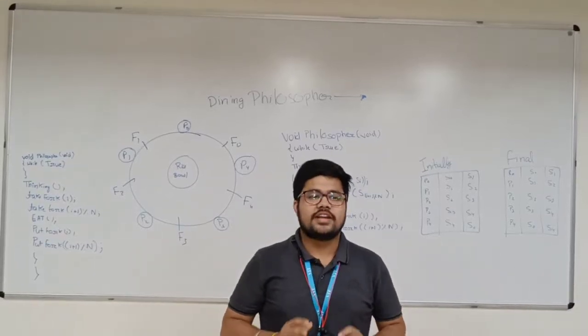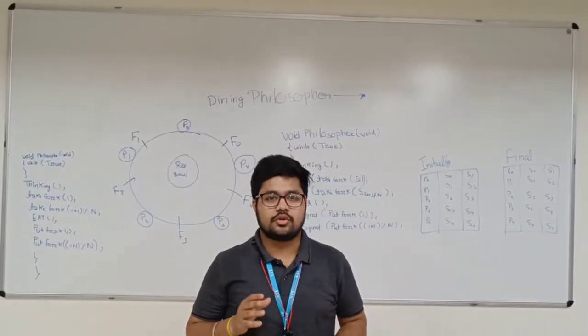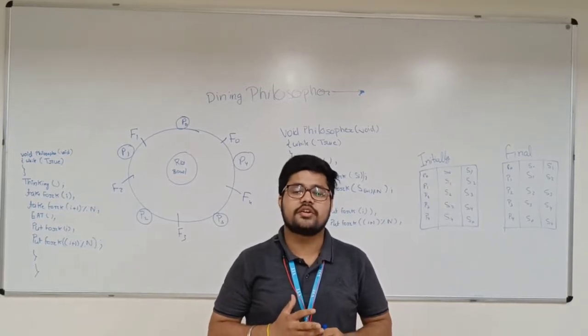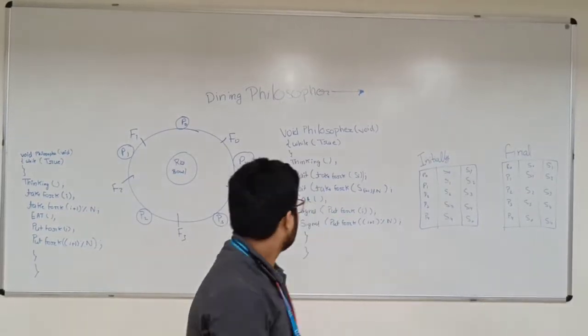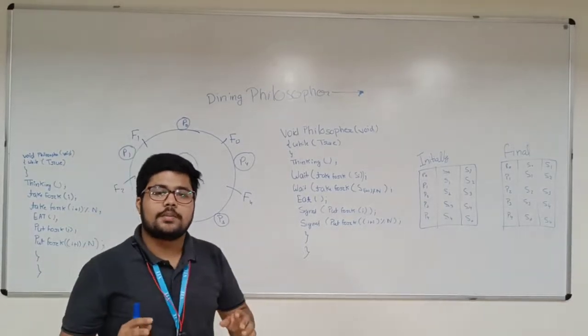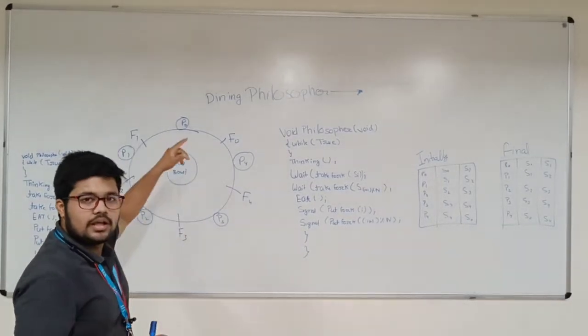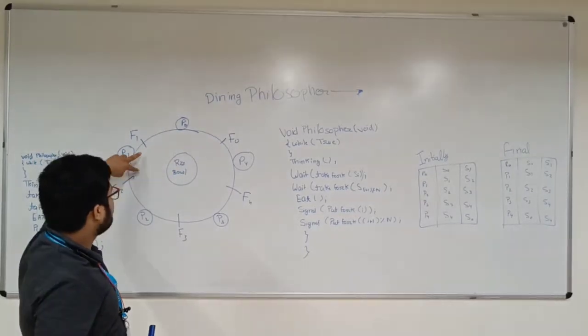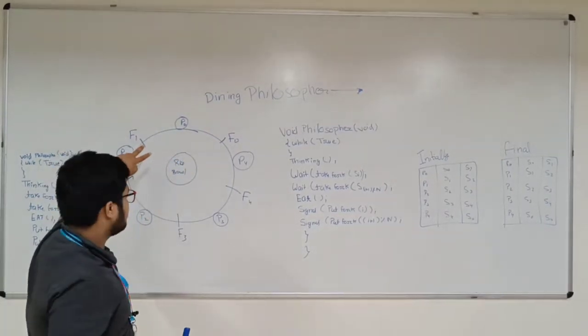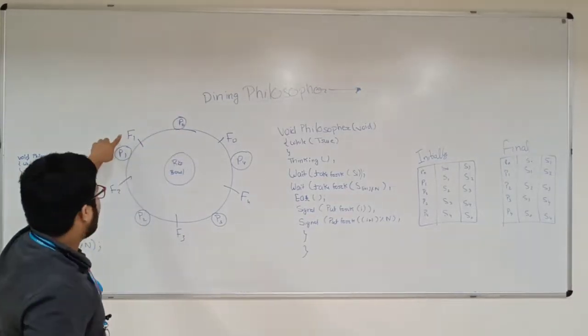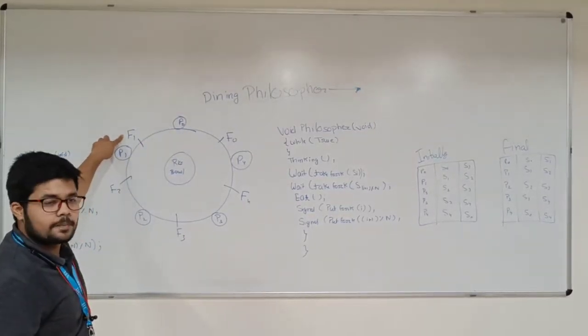So our topic is the dining philosophers problem, and we will understand what exactly this problem is and how we can solve it in different ways. The dining philosophers problem is one in which five philosophers are sitting around a table, and each of them has two forks, one on the right and one on the left. Here P0, P represents the philosopher and F represents the fork number.